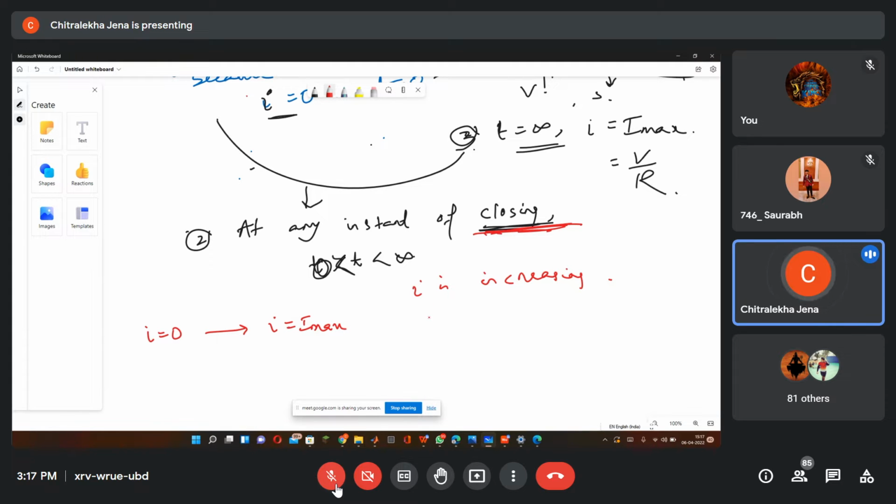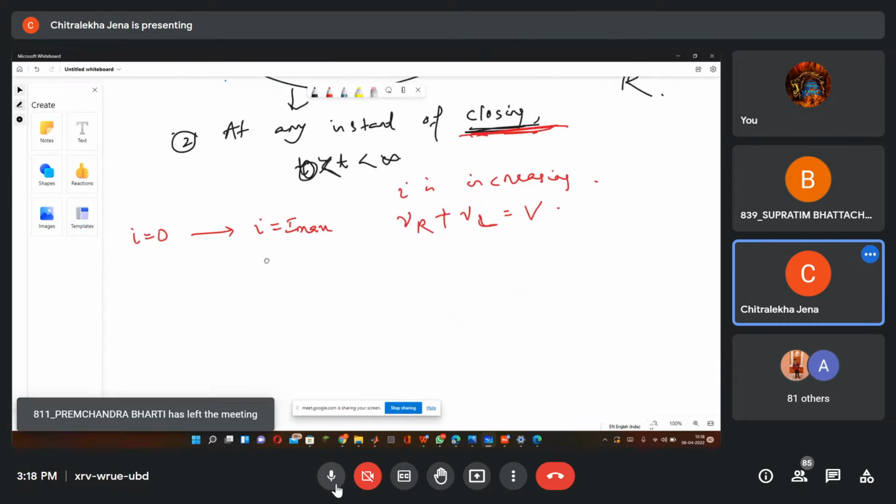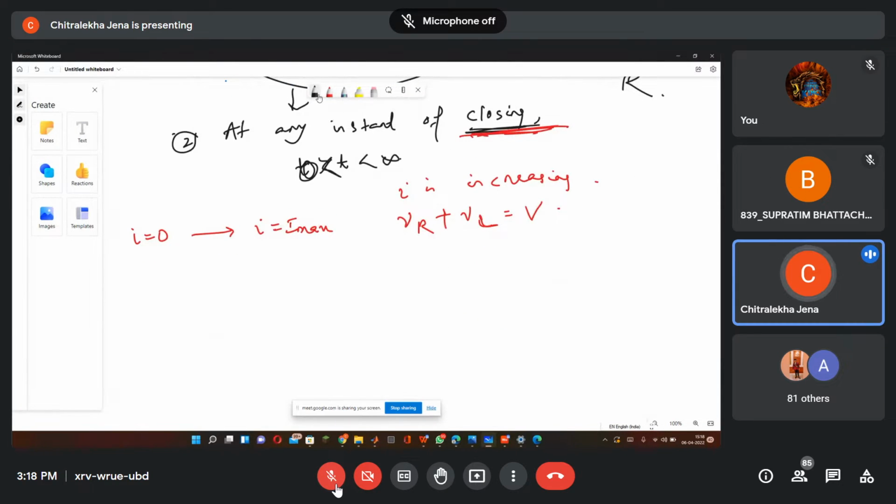Now I have closed the switch. What is the voltage equation? Tell me. I write down VR plus VL will be equal to capital V. Am I correct or not? Because I have closed the switch. All of you understood? VR plus VL is equal to V because I have closed the switch, so my Kirchhoff's voltage law will be applicable.